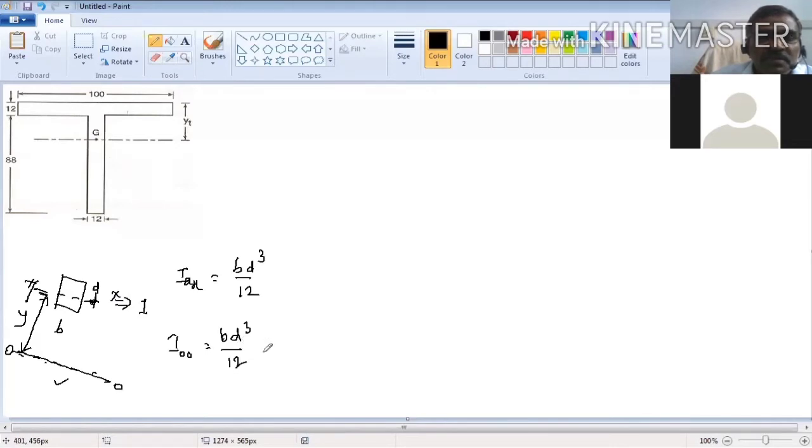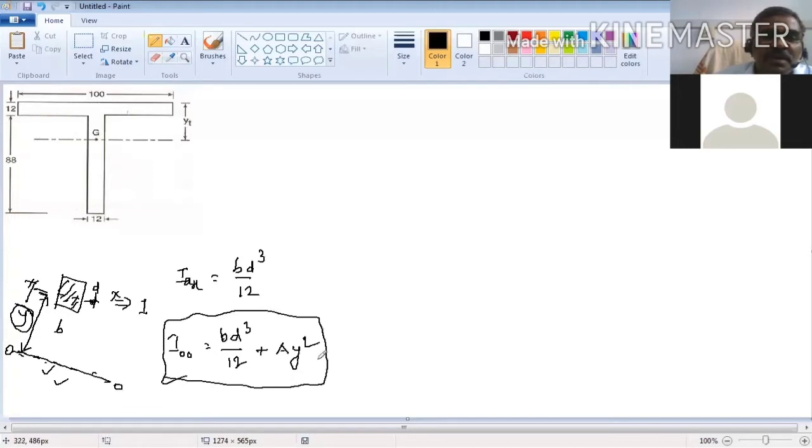That is the moment of inertia about the neutral axis. Then add the area, this area, into y squared. What is y? y is the distance between the neutral axis and the new axis. This is the parallel axis theorem. You remember this? bd cubed by 12 plus A y squared.